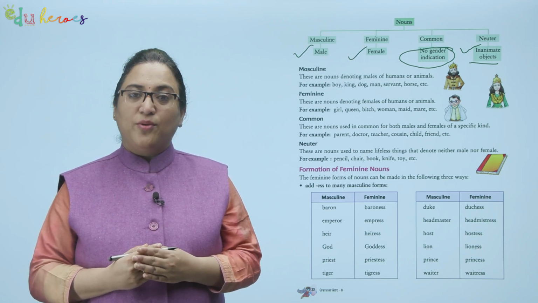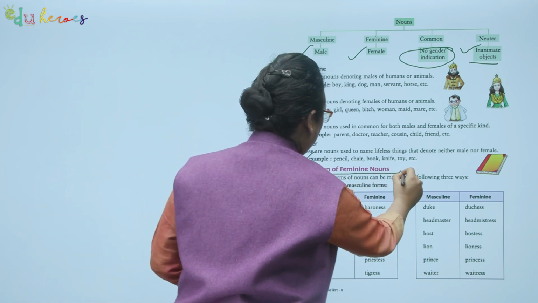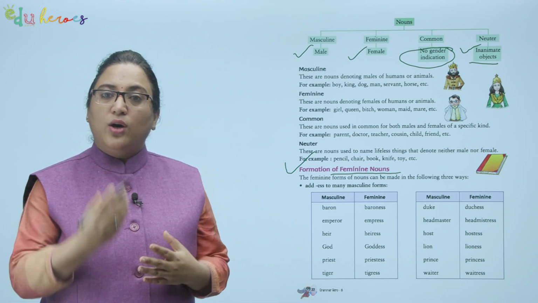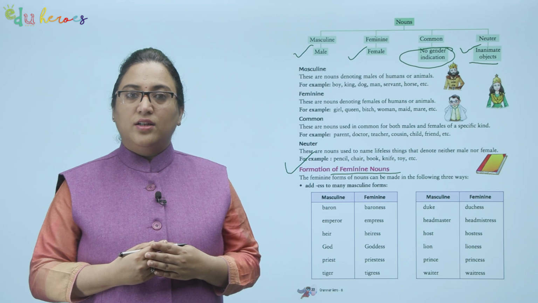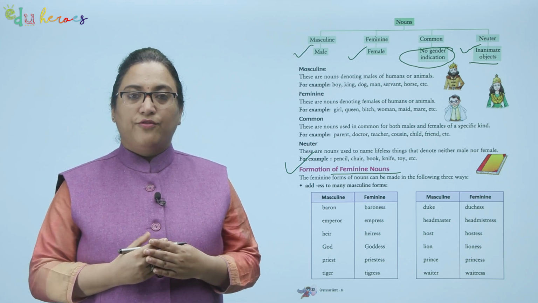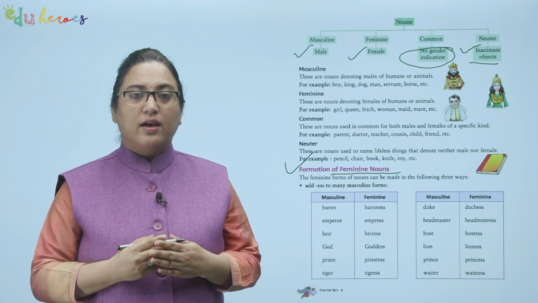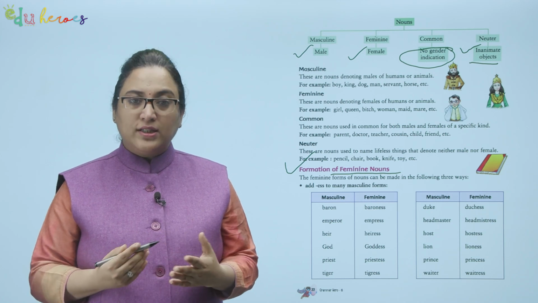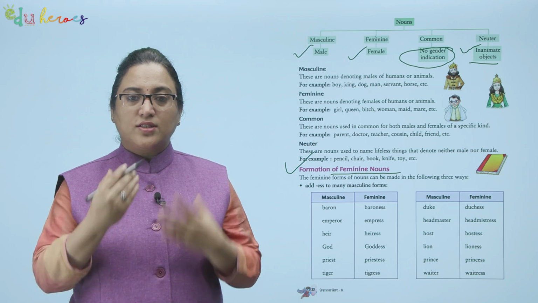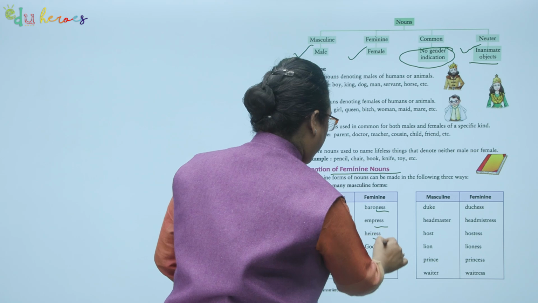Let's have a look at the formation of feminine nouns. So we have a table here. The feminine forms of nouns can be made in the following three ways. Either we add ess to many masculine forms. For example, baron, baroness, emperor, empress, heir, heiress, god, goddess, priest, priestess, tiger, tigress. So this is the pattern here that ess is added everywhere.